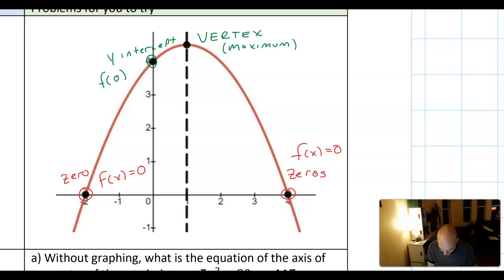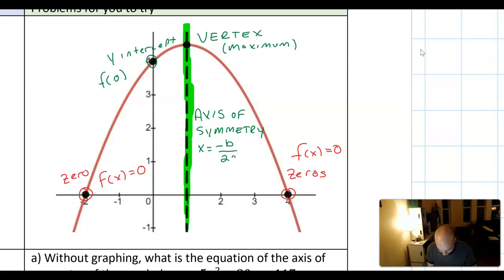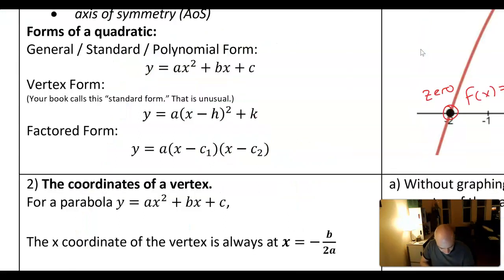Finally, the axis of symmetry is this line right here. And its x-coordinate can be found by computing negative b divided by 2a. So we have vertex, y-intercept, x-intercepts, and axis of symmetry as the key qualities or points that you might need to find on a quadratic function or parabola.